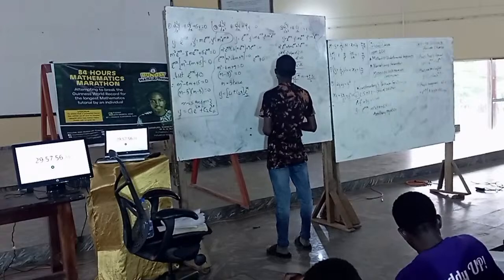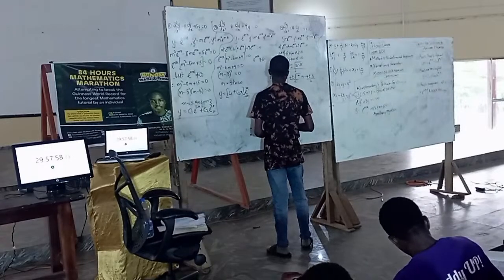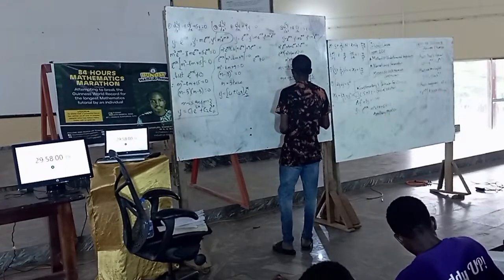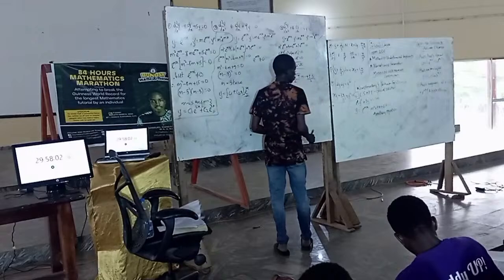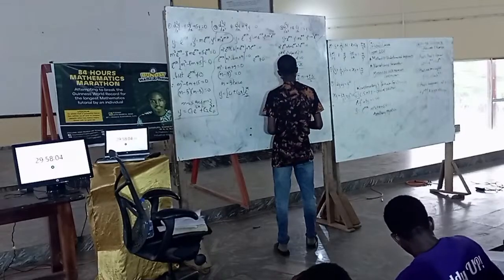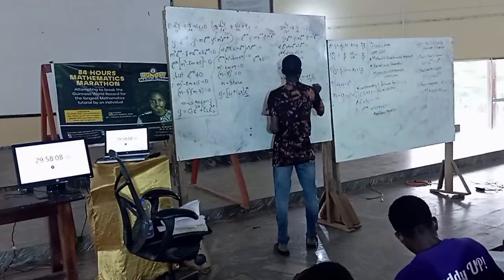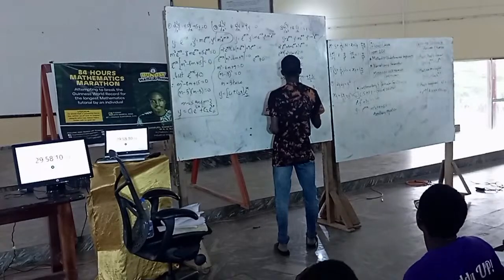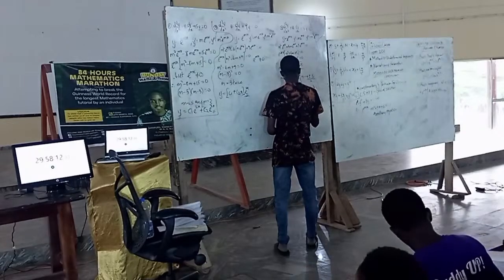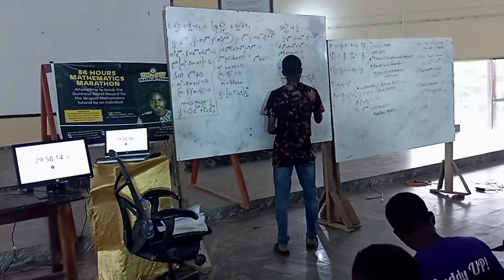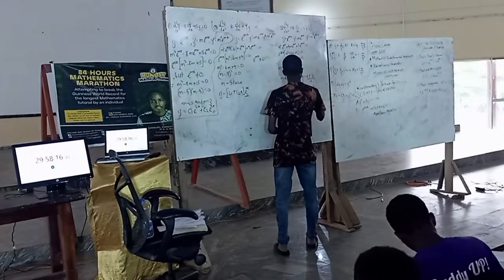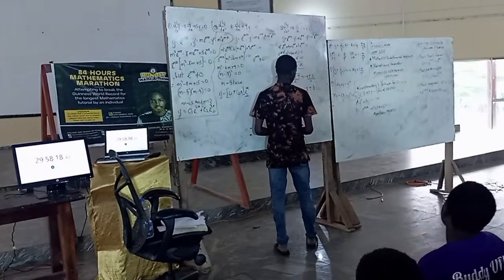Are we together? Now if you look at it critically, you observe that this one can be written in this format: minus 4 over 2 plus or minus 2 over 2 i. Yes or no? And I said that m equals minus 2 plus or minus i. Are we together? Happy now?